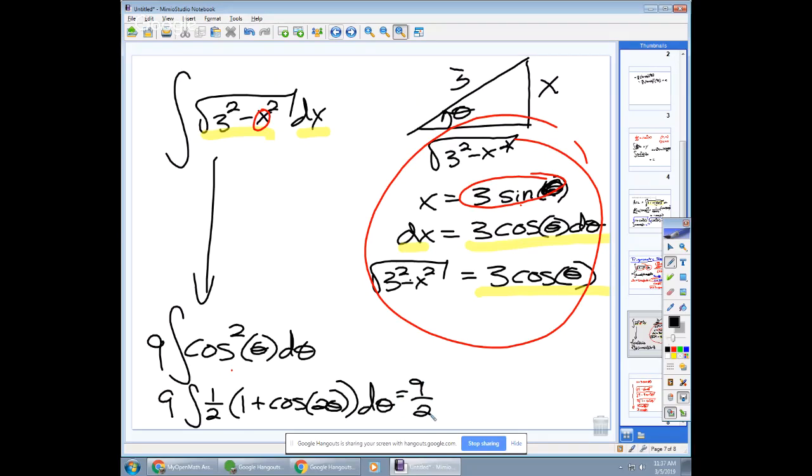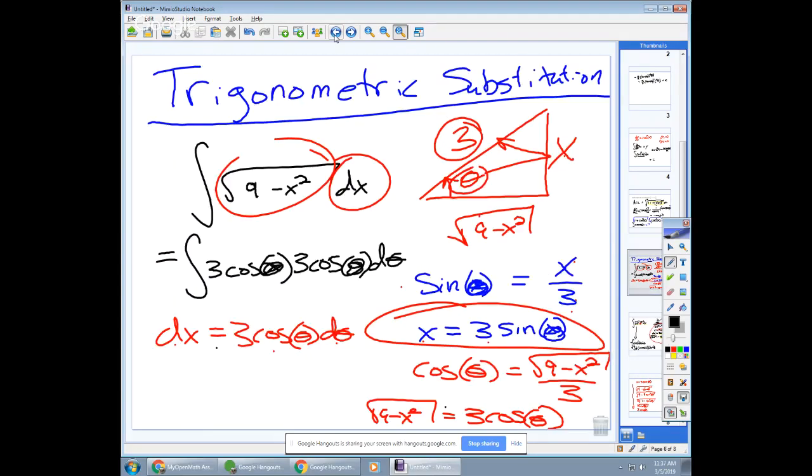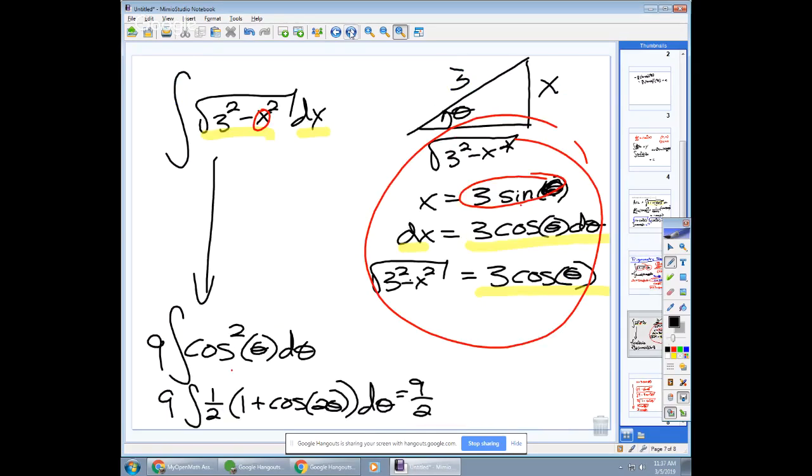Wait, how'd you get 3 in the other one and 9 in this one? Excuse me, what? How'd you get 3 in the other one and 9 in this one? Because in the other one you had 3 cosine, and in this one you have 9. Yeah, because I have 3 cosine times 3 cosine. Oh, okay. I see. So 3 times 3 is 9. Did I get that? Okay.